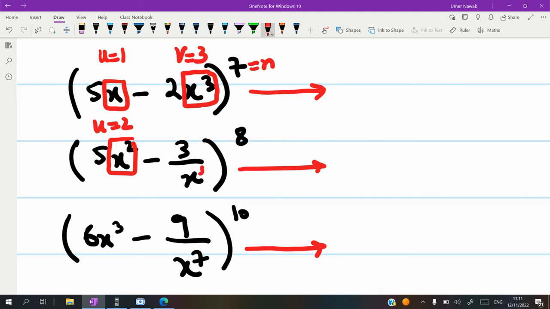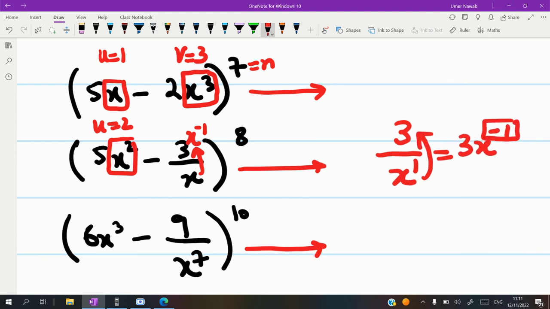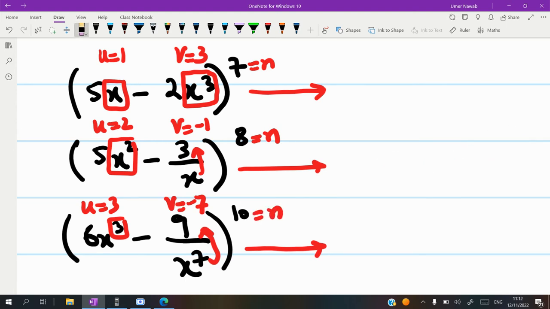What is the power of x in the second term? Don't say 1, because this x will go up and become x raised to negative 1. Guys, for 3 over x in indices the power is 1, but when I push it up into the numerator, it becomes negative 1. So my v is -1 and my n is 8. In the last one, u is 3, but when I send the x^7 up, v is equal to -7 and my n is 10.